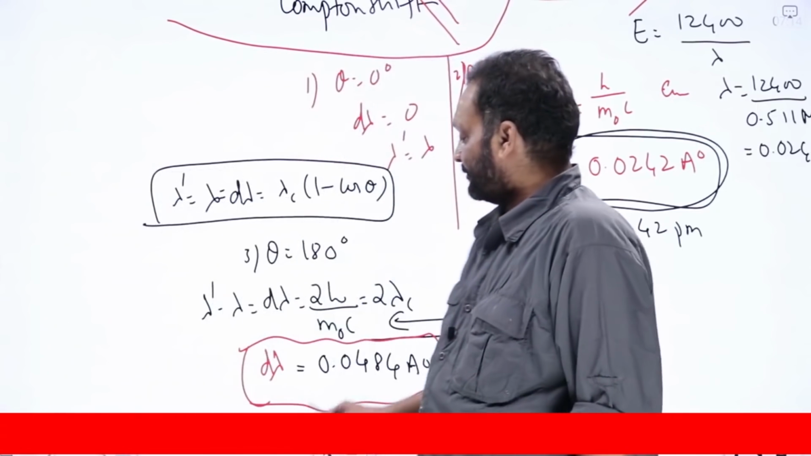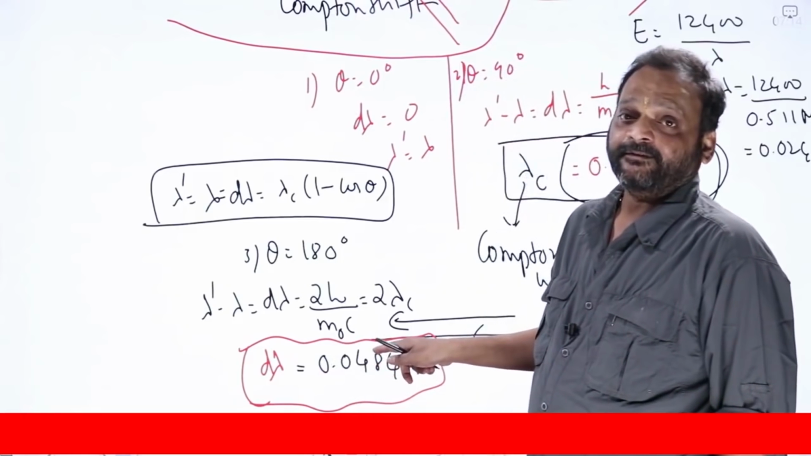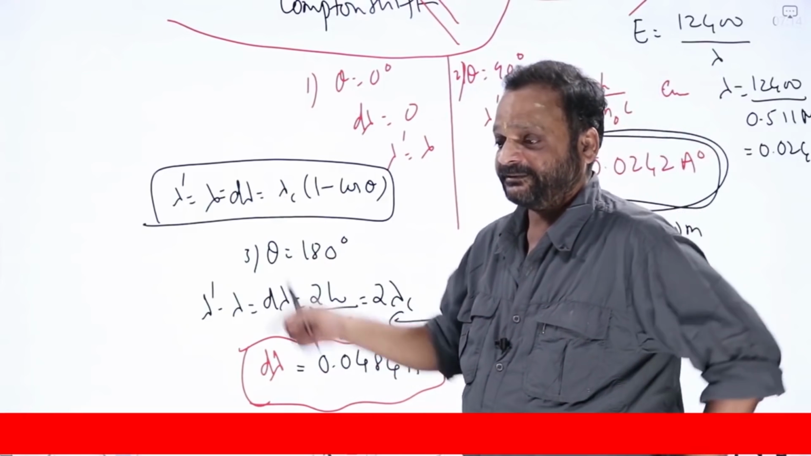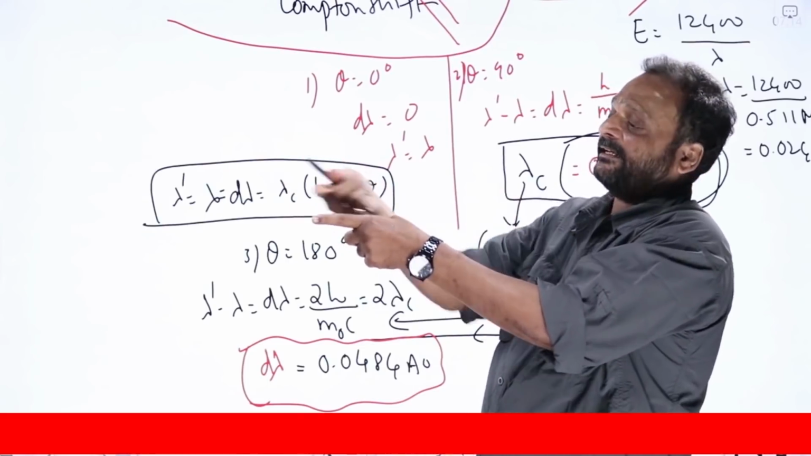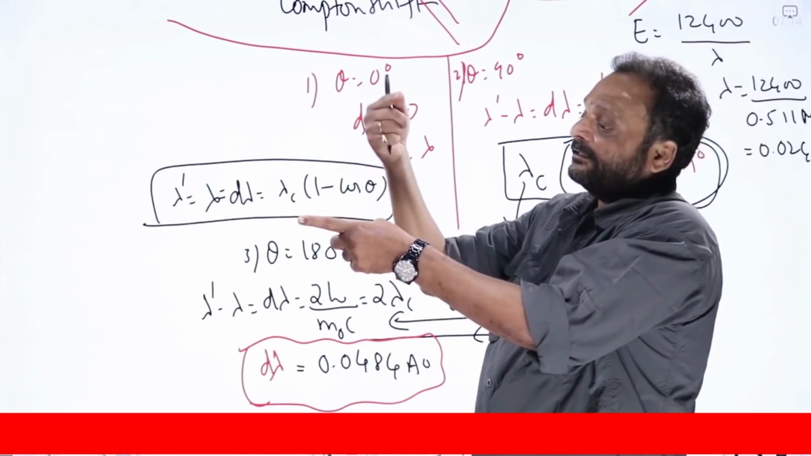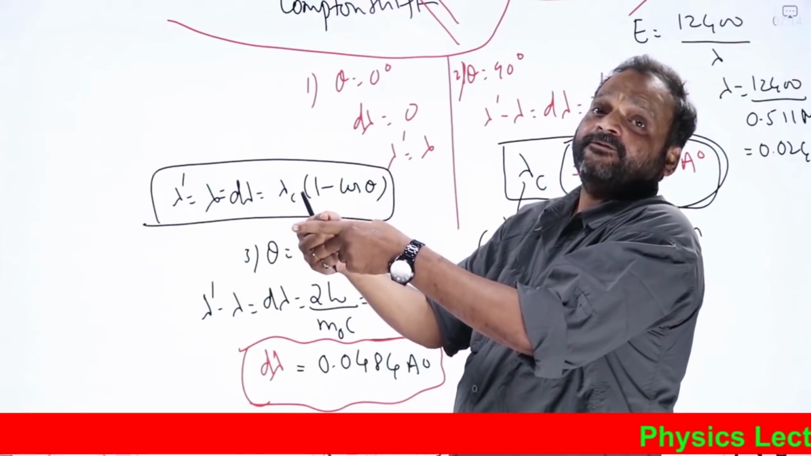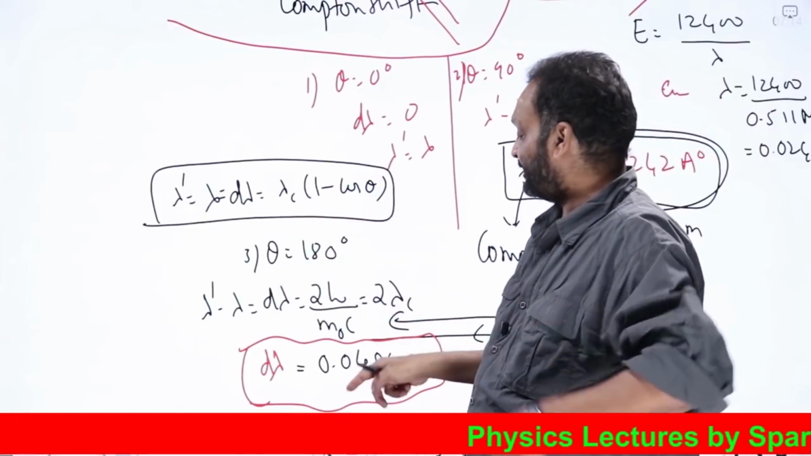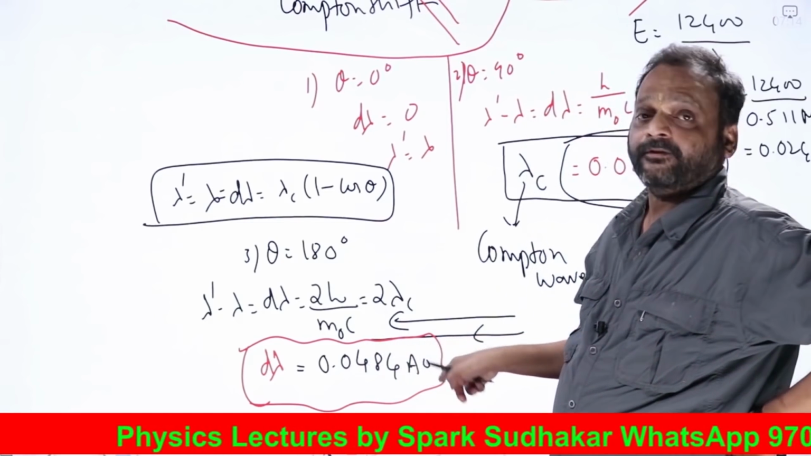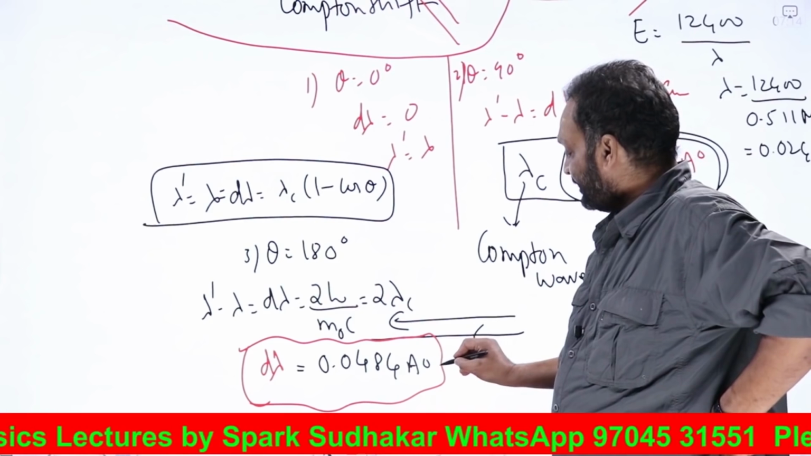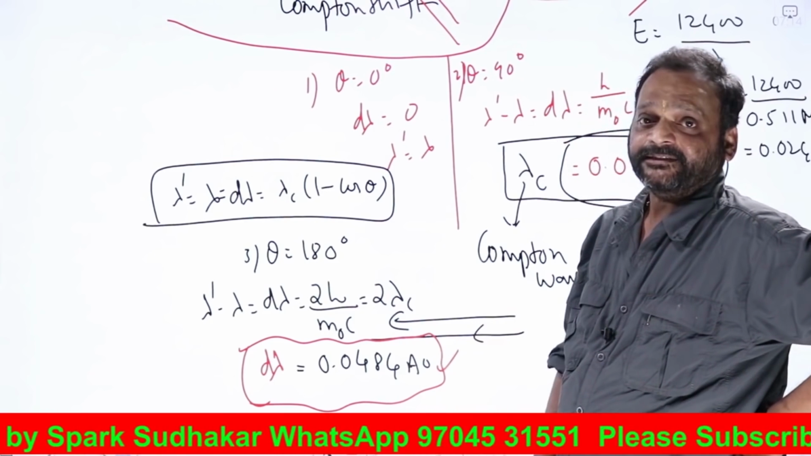When will that occur? When the photon gets scattered in the backward direction, that is, after hitting the electron, the photon comes back straight, the angle of scattering will be 180 degrees. In that case, the change in wavelength of the photon is maximum. By how much does it change? 0.0484 angstroms, or 4.84 picometers. This is the maximum possible change in Compton shift.